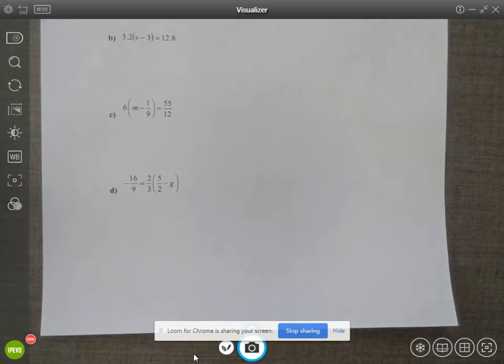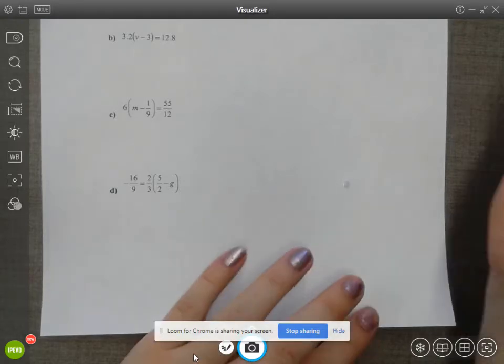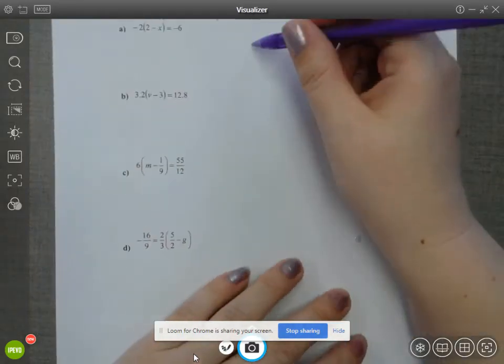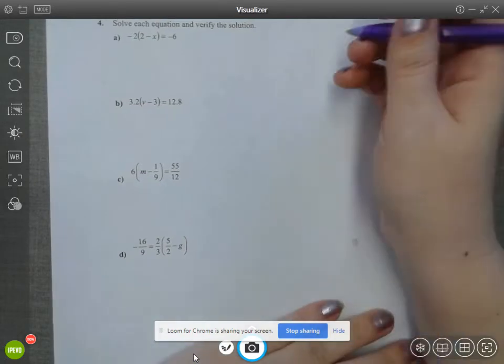Hey guys, so there's a couple questions with the 6.1 handout. Question 4, C and D, when it comes to solving these equations with fractions. So I'm just going to walk you guys through how I would go about solving this kind of equation. I'm just going to do my work a little bit higher up here, kind of out of the way for you guys.